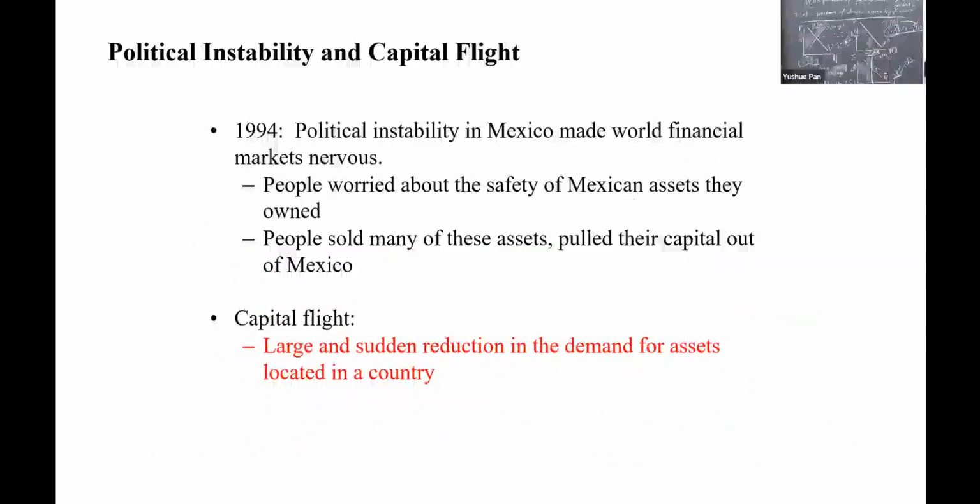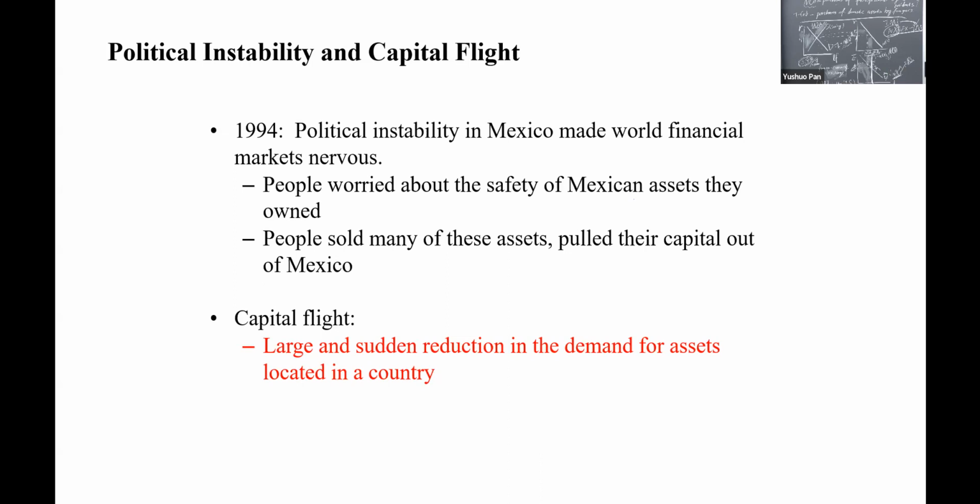The last material in this chapter is political instability and capital flight. In 1994, political instability in Mexico made world financial markets nervous. So people worried about the safety of the Mexican assets they own. People sold many of these assets and pulled their capital out of Mexico.